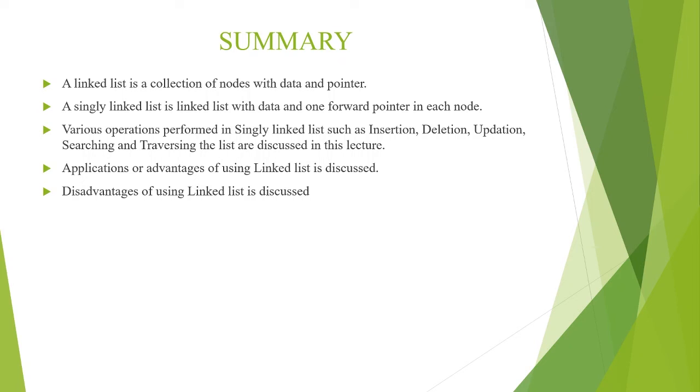Summary. In this lecture, we have discussed what a linked list is and the types of linked list. Linked list is a collection of nodes with data and pointer. Singly linked list is a linked list with data and one forward pointer. Then we discussed various operations that can be performed in singly linked list such as insertion, deletion, updation, searching and traversing. Then we discussed applications or advantages of linked list and disadvantages of using linked list.